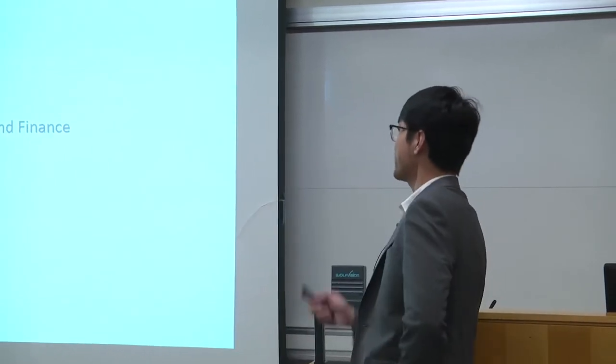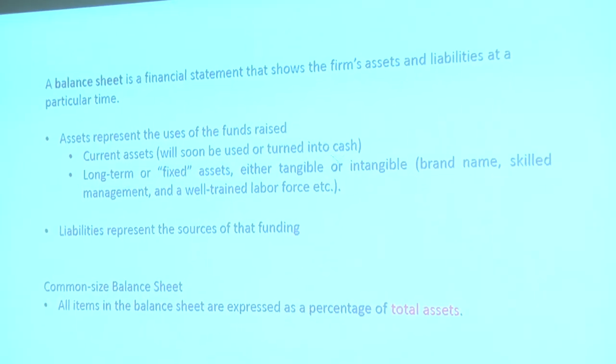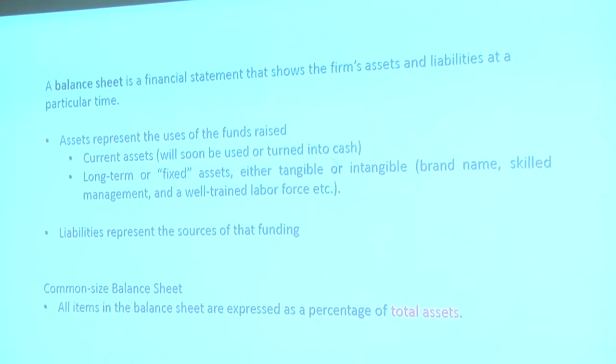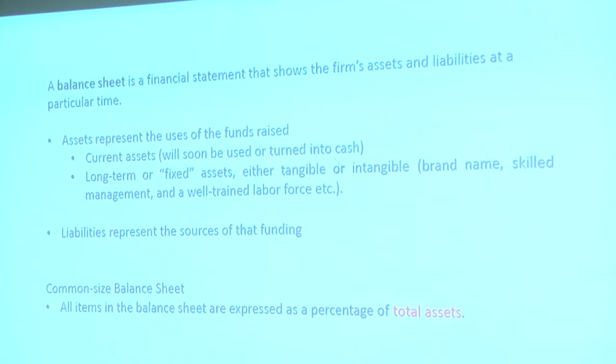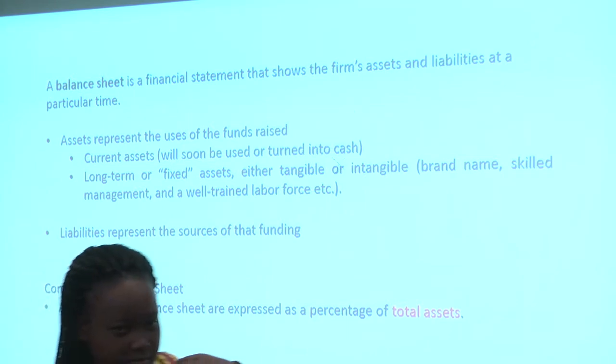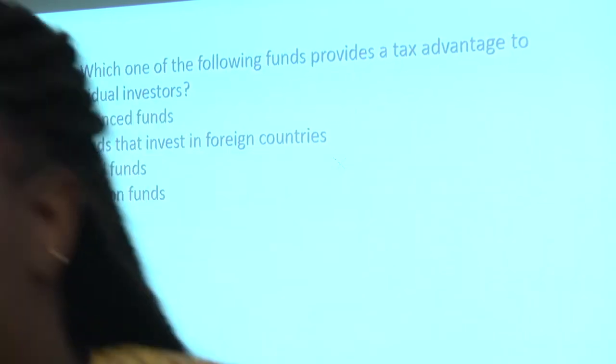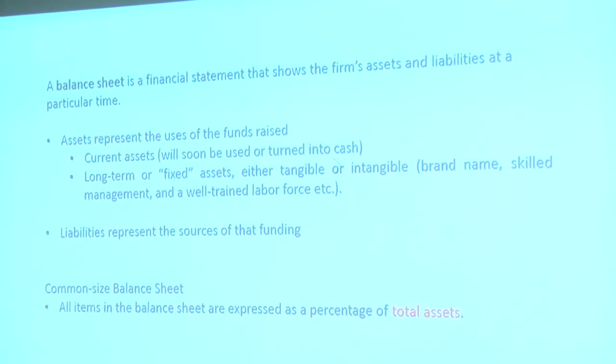So here we have some key concepts for accounting in chapter 3. A balance sheet is a financial statement that shows a firm's assets and liabilities at a particular time. You have assets, you have, yes? What's that? I'm going through key concepts in chapter 3, so the questions will come afterwards. The last question was 11. Okay, then you have assets, liabilities, common size balance sheet.